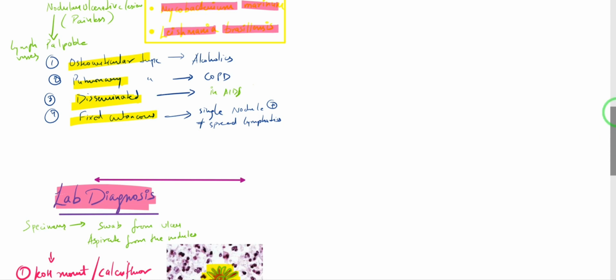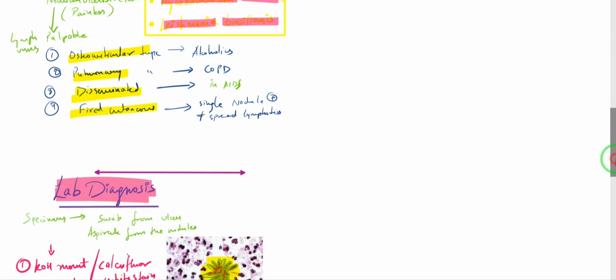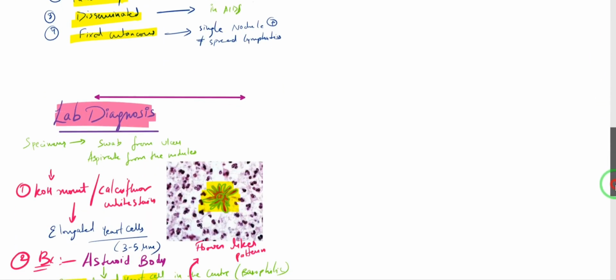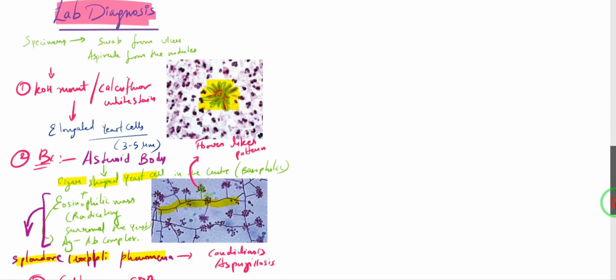Now for the lab diagnosis of sporotrichosis, we are going to take the samples, right? We are going to take the swab from ulcers and we aspirate from the nodules. Okay, then we will do KOH mount or calcofluor white stain, and what we will see will be elongated yeast cell, but this method is not so sensitive or specific, so we are going to do something else.